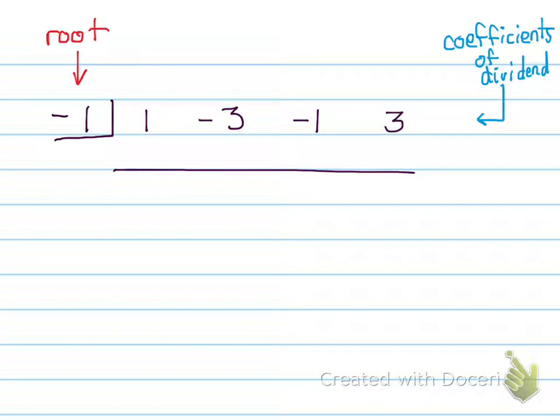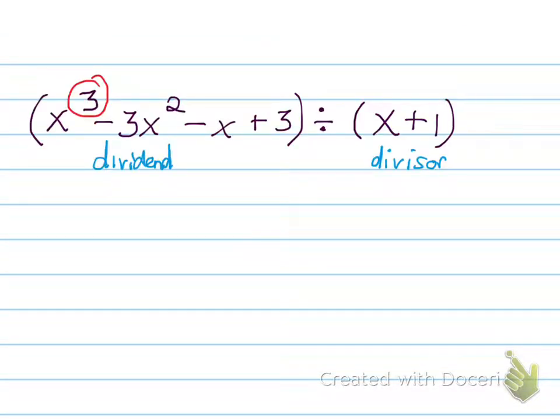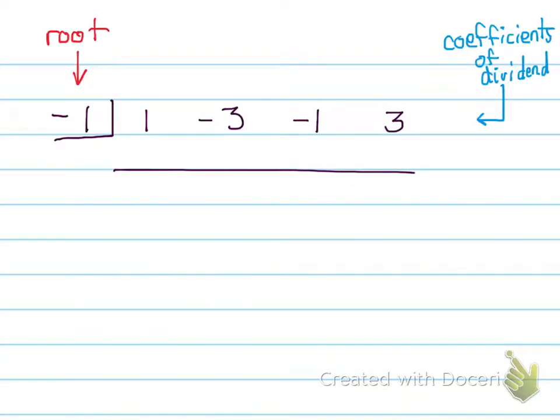And once again, the coefficients of my dividend came from the numbers in front of the variable. Since this particular problem begins with an imaginary 1, that was my first coefficient, and then -3, -1, and 3 as my constant. That's where these coefficients came from.